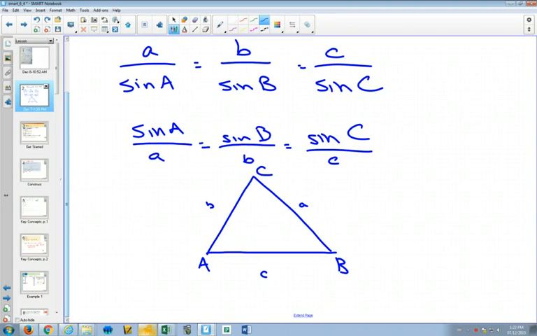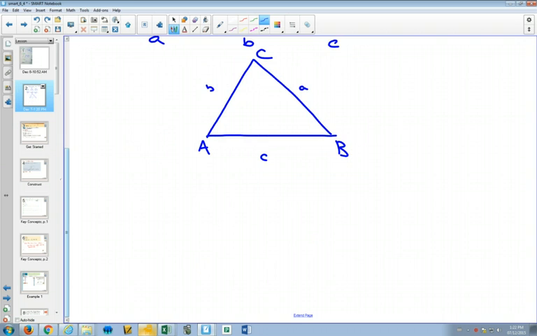Okay? The way to prove the sine law, well, it uses sine, and our definition from last year for sine is opposite over hypotenuse. But that only works with a right angled triangle. So what we do to prove the sine law is we draw in the height of our triangle, make a 90-degree angle here.